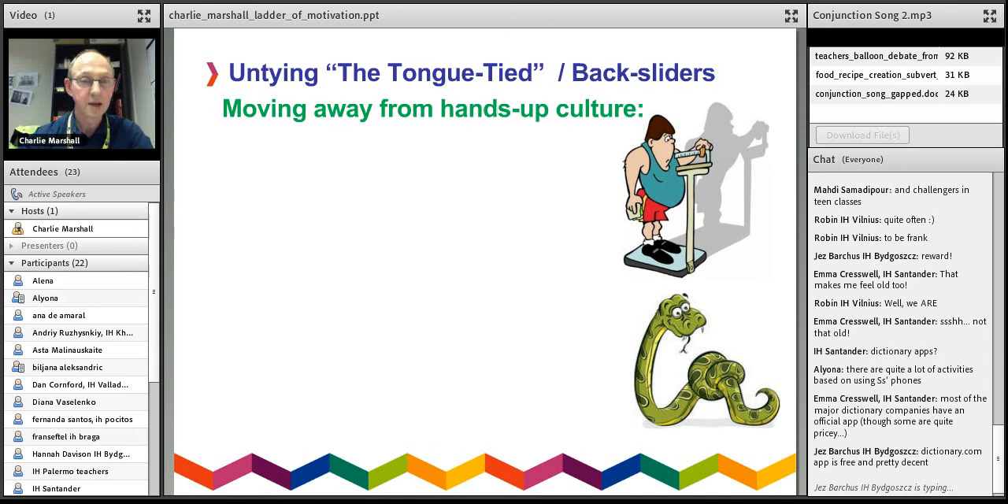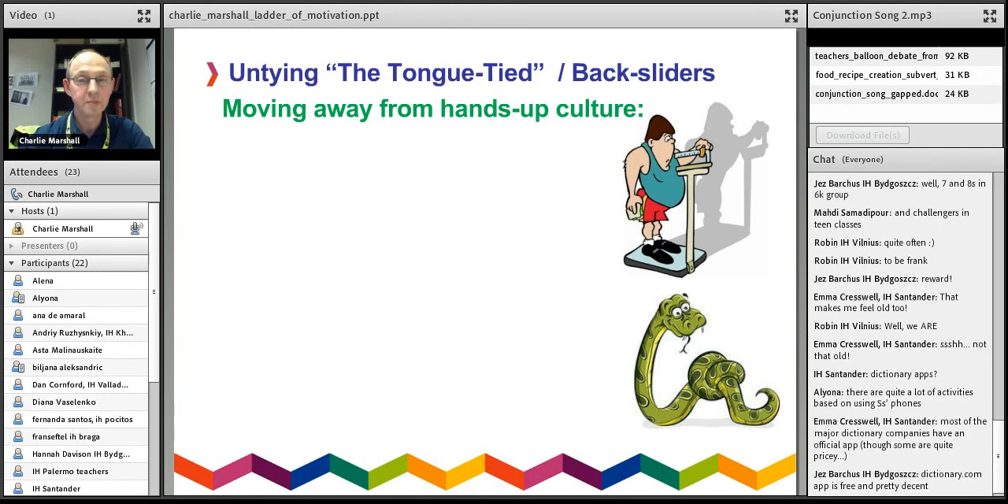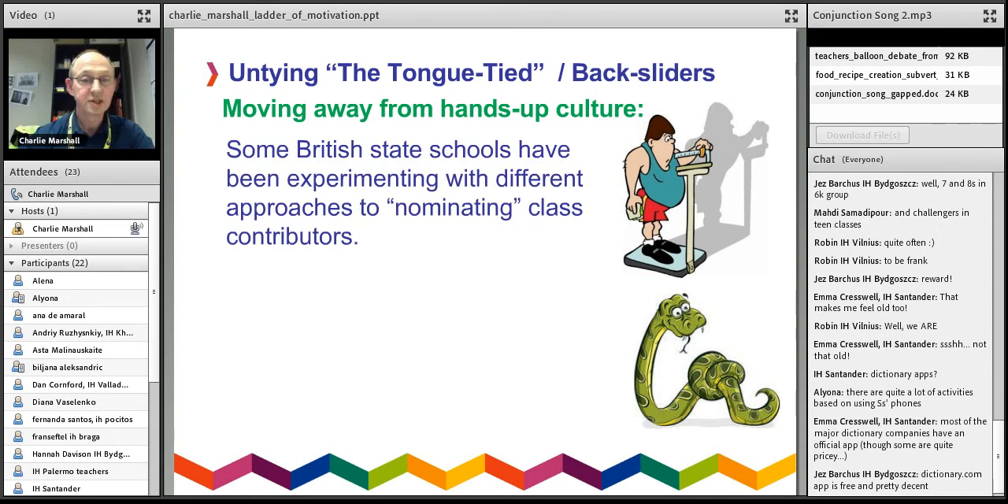So here's an example I'm just going to show you of a technique that I've tried a few times that I first saw in a BBC video called The Classroom Experiment. I don't know if anybody's seen that. There is a link to that at the end of the talk. Some British state schools have actually been experimenting with this idea to nominate people instead of just having people put their hands up. If you'd like to watch the following video, this is an example from one of my classes.